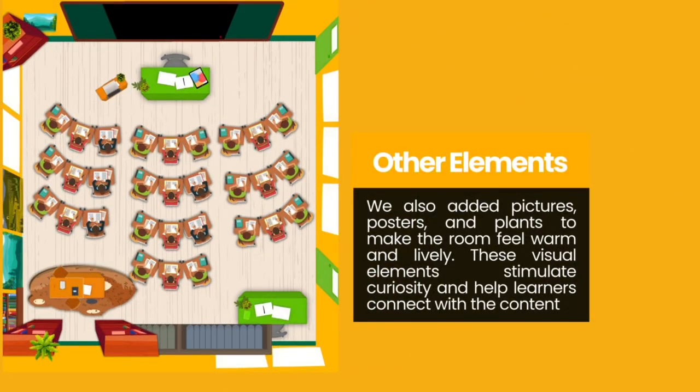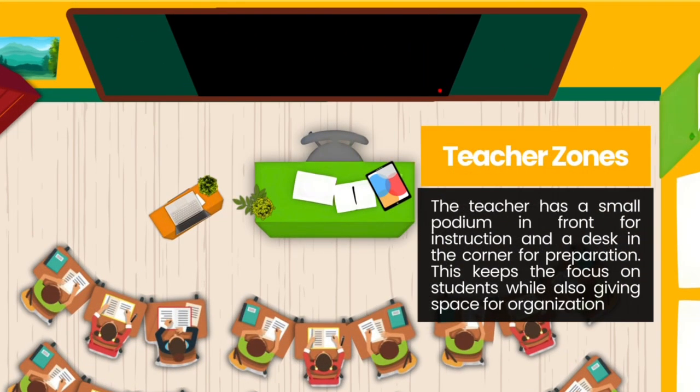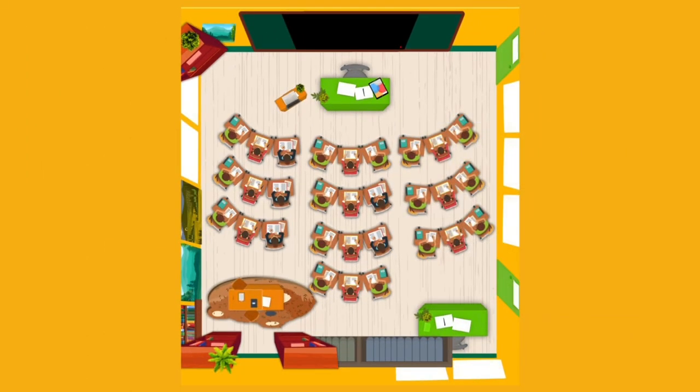Walls are decorated with visual materials, posters, charts, and nature images, which aid visual learners in absorbing key ideas. Included are 2 teacher desks, one at the front for leading discussions and the other at the back for consultations, feedback, or small group support.